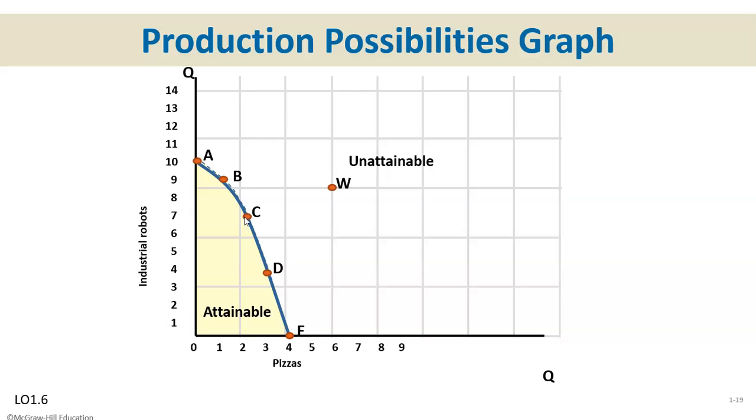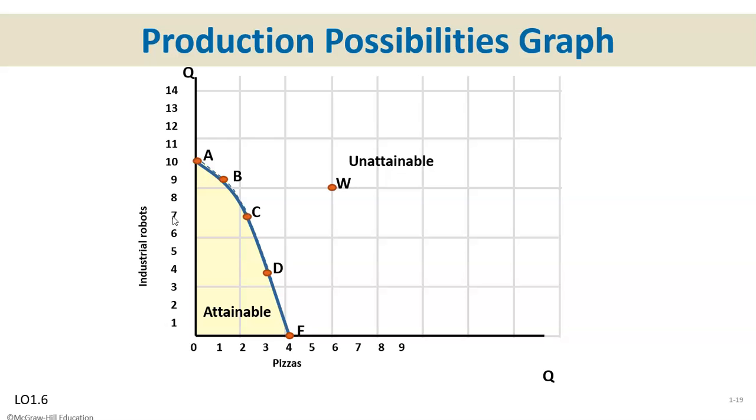And then look at the other part of the graph at the robots and see how much you have. So starting, we had 9. After we moved to the new point, we only had 7. This difference right here is what it costs us. So we had to give up 2 robots to get 1 pizza.